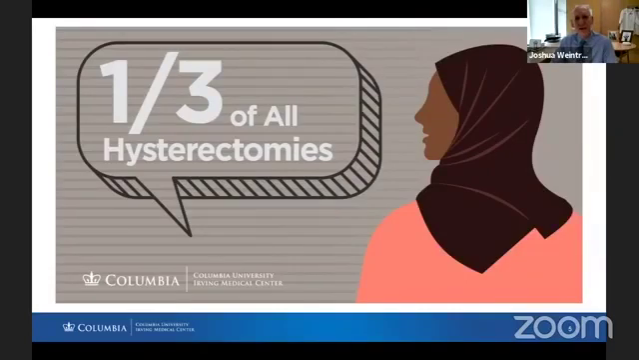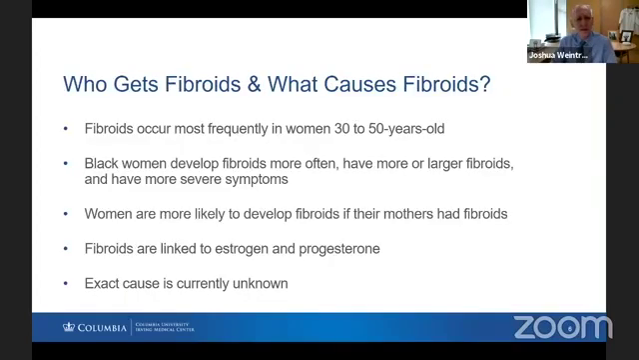So the question really becomes, are you at risk for these? Who gets these and what causes them? It's interesting, fibroids occur in women predominantly in the ages of 30 to 50. And these are the years that women are having careers and are out and about, having children and families, and fibroids can really affect daily life. Black women develop fibroids more often. They often have larger fibroids and tend to have more symptoms. It's estimated that Black women have fibroids 3 times higher than Caucasians.